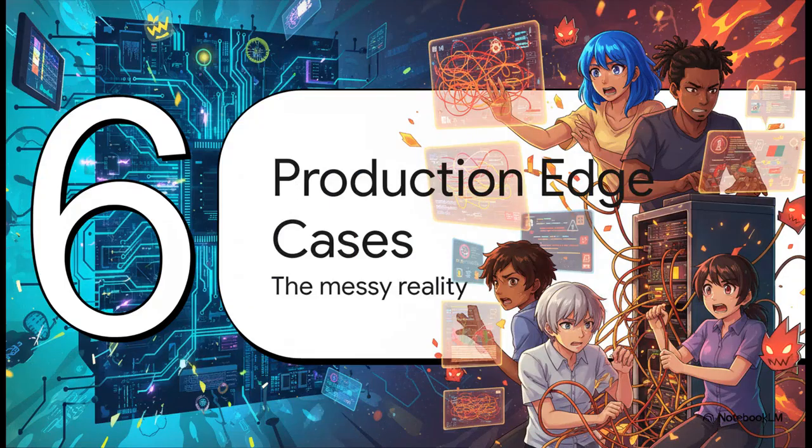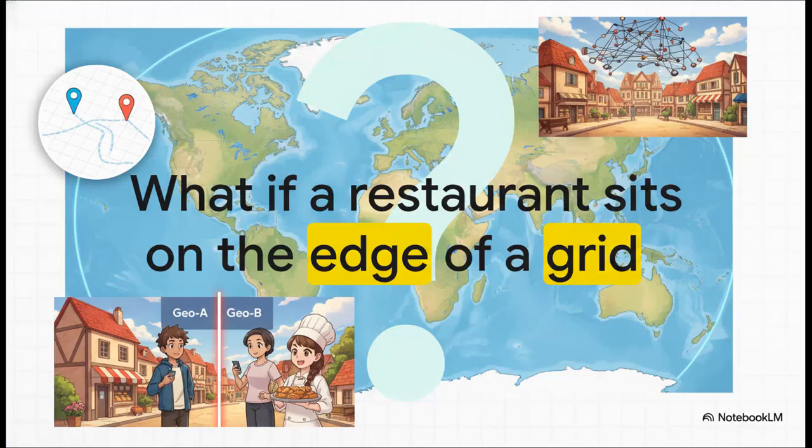Finally, Section 6, Production Edge Cases. Because let's be real, theory is one thing, but production is messy. What actually happens if a restaurant sits right on the edge of a grid? This is a major boundary issue. With GeoHash, the longer the shared prefix, the closer two places are. But the reverse isn't always true.